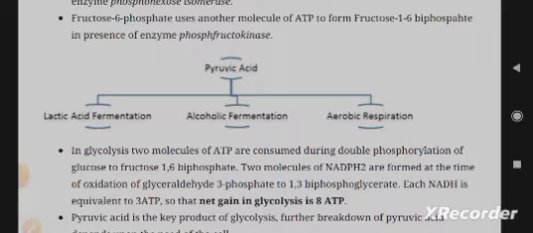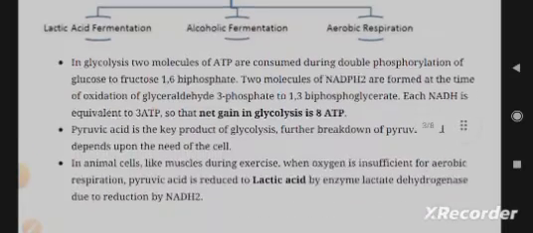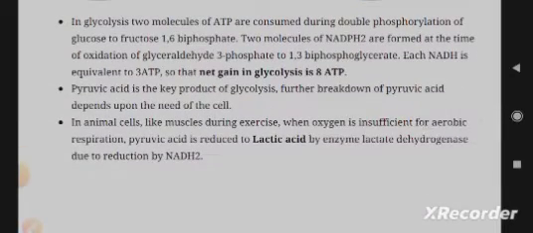Pyruvic acid: lactic acid fermentation, alcoholic fermentation, aerobic respiration. In glycolysis, two molecules of ATP are consumed during double phosphorylation of glucose to fructose 1,6-bisphosphate. Two molecules of NADH2 are formed at the time of oxidation of glyceraldehyde 3-phosphate to 1,3-bisphosphoglycerate. Each NADH is equivalent to 3 ATP, so that net gain in glycolysis is 8 ATP. Pyruvic acid is the key product of glycolysis.